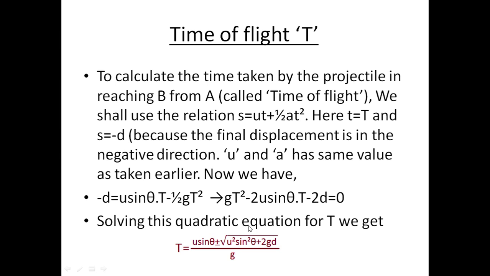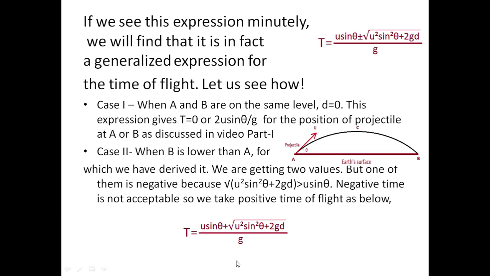Solving this quadratic equation for t, we get t equal to u sin theta plus minus under root u square sin square theta plus 2gd, all divided by g. If we see this expression minutely, we will find that it is in fact a generalized expression for the time of flight. Let us see how.